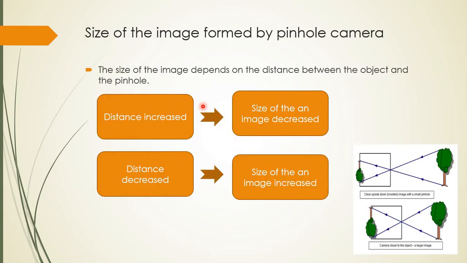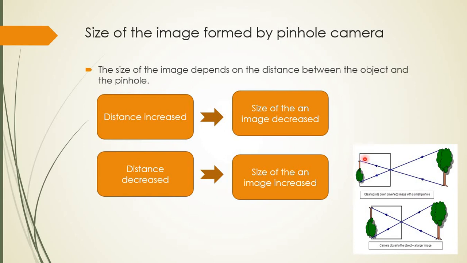Now coming to the size of the image formed by a pinhole camera. As you can see, this one is the pinhole camera and this one is the object. Light is coming from the object and entering through this hole, and the side just opposite to the hole acts like a screen. There the image is formed, and this one is the inverted image.